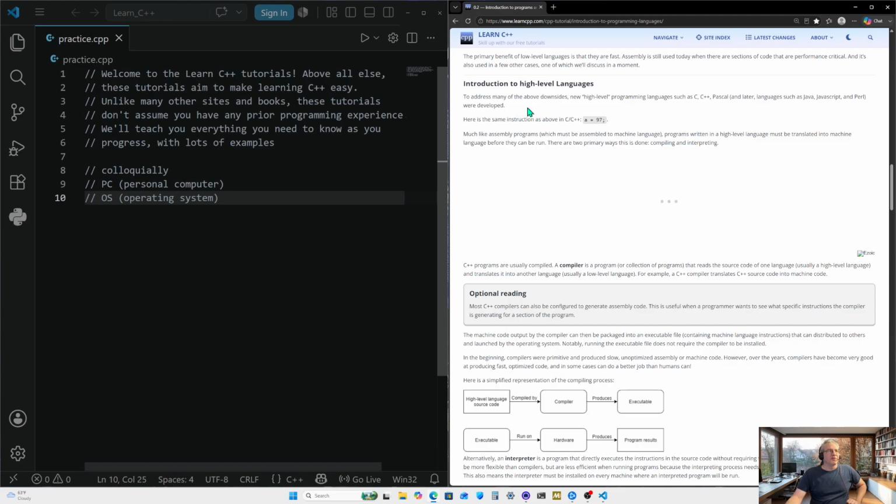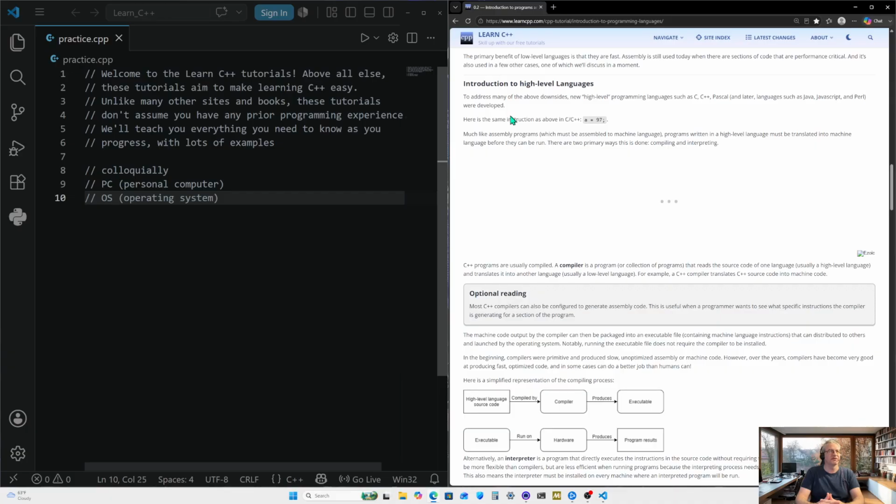Okay, introduction to high-level languages. So now we're getting into two different categories of languages. To address many of the above downsides, new high-level languages such as C, C++, Pascal, and later languages such as JavaScript and Perl were developed. So it sounds like C, C++ and many of your languages out there are high-level languages, whereas low-level languages are the assembly code, or the assembly languages, compilers, assemblers, so forth and so on, it sounds like to me.